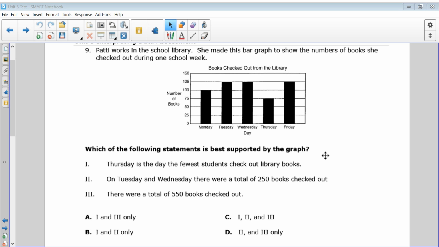A. 1 and 3 only. B. 1 and 2 only. C. 1, 2, and 3. D. 2 and 3 only.